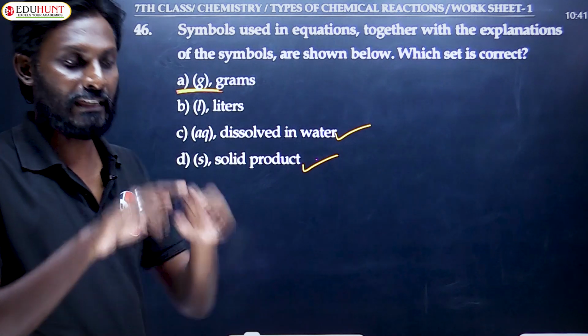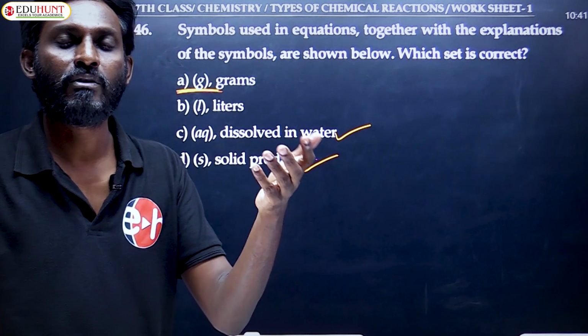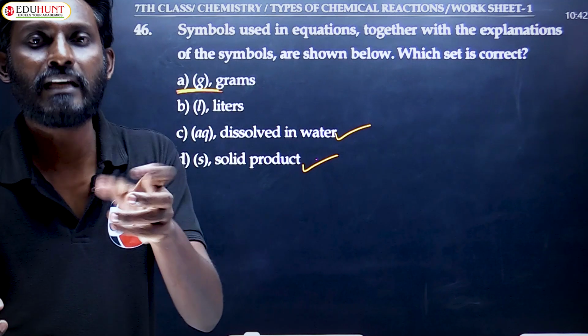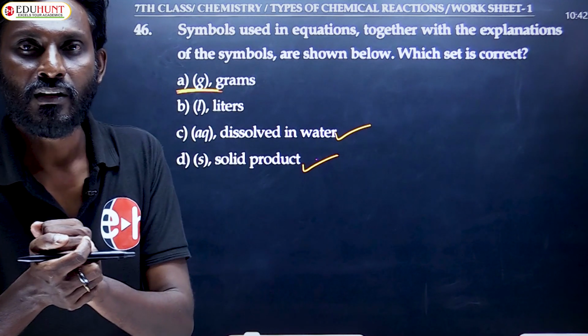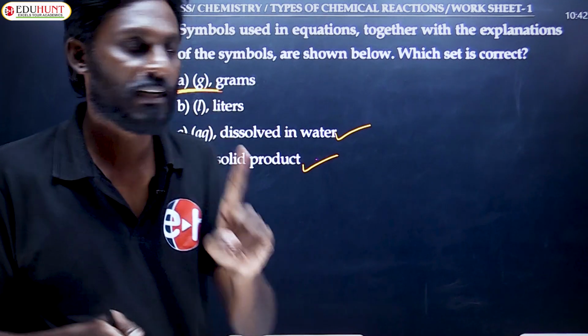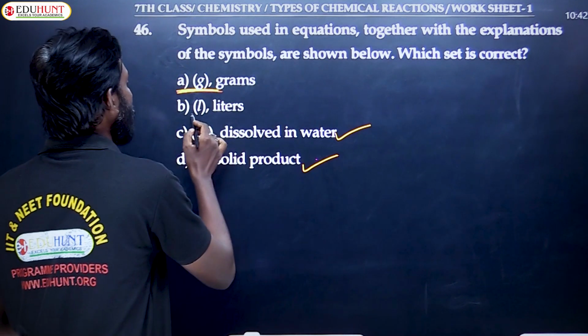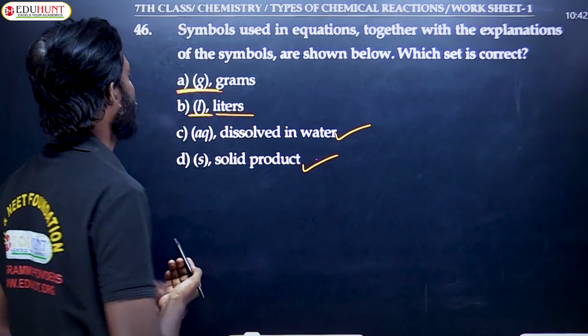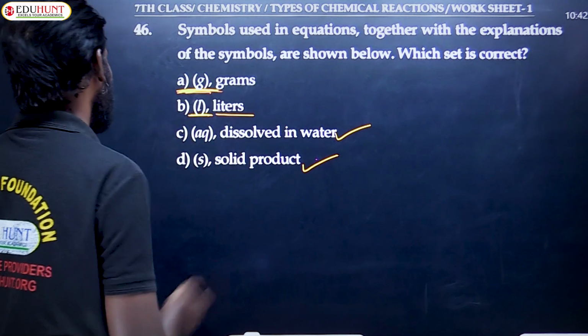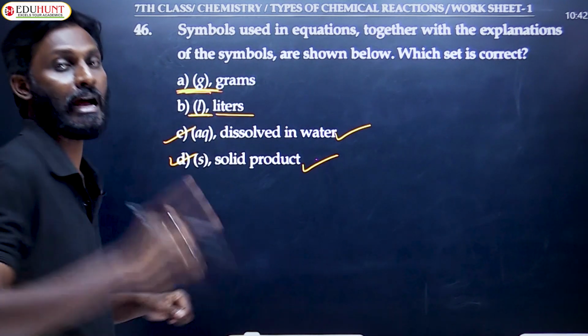See, and in a chemical equation we don't need to mention liters or grams, such things, right? If something is in liquid state, we will write L. So L for liquid, not for liters. G for gaseous state, not for grams. So C and D are our options.